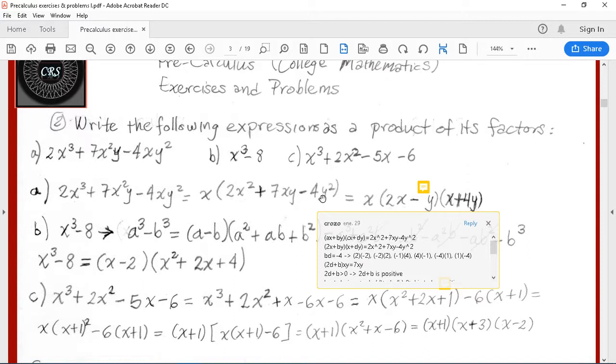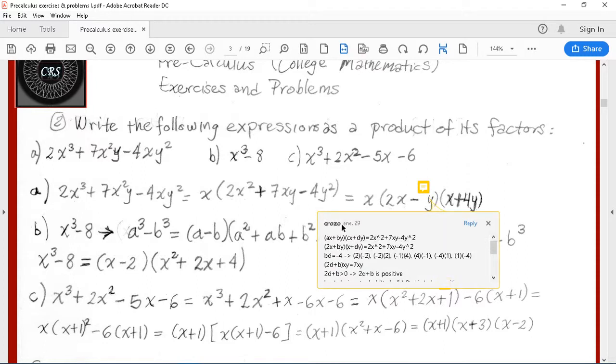Which are the two factors of 4? That means that b times d should be equal to minus 4. Which are the factors of 4? 2 and 2, or 1 and 4. So we're either going to have 2 and minus 2, or minus 2 and 2, or we're going to have minus 1 and 4, or 4 and minus 1. So which of those four options can we choose?